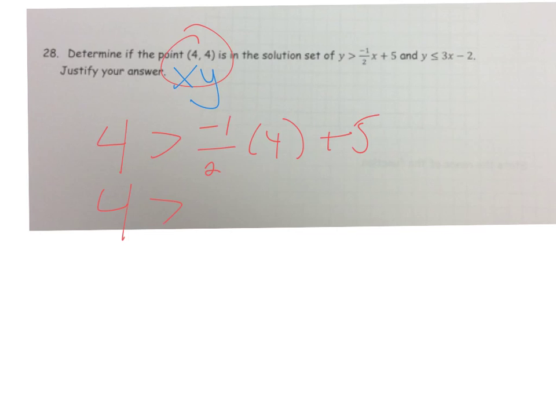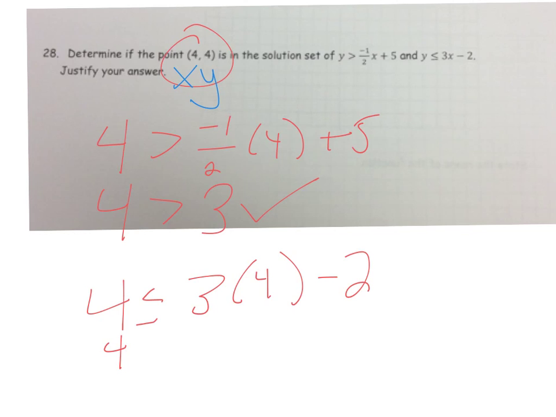So now -1/2 times 4 would be -2, plus 5 would be 3. Is 4 greater than 3? Yes. And then we check the second one. It's got to satisfy both of them. Is 4 less than or equal to 3 times 4 minus 2? 3 times 4 is 12. 12 minus 2 is 10. 4 is less than or equal to 10. So yes, this is a member of the solution set.